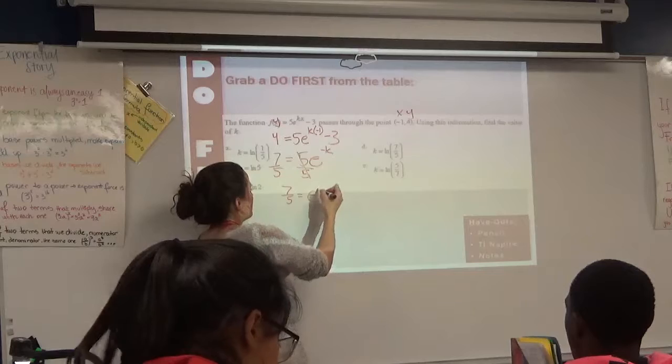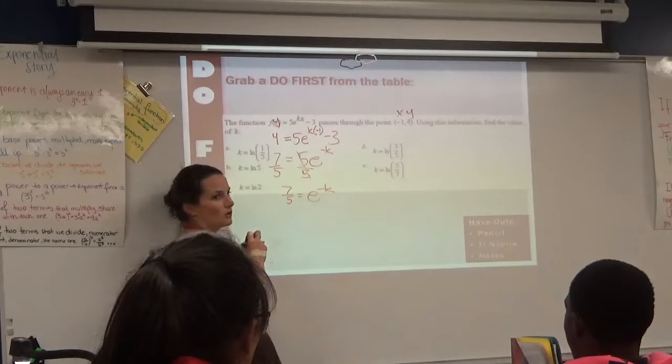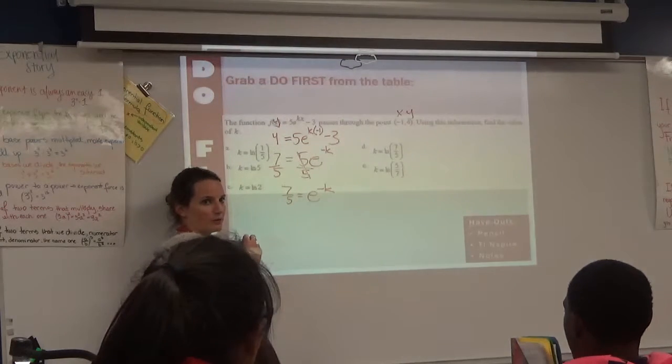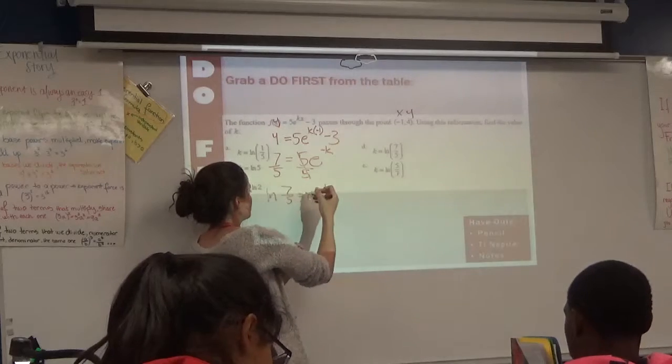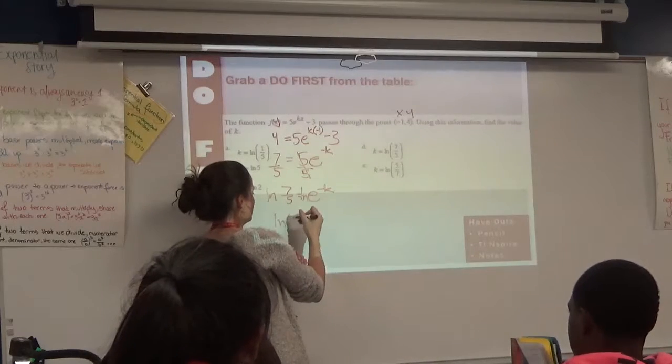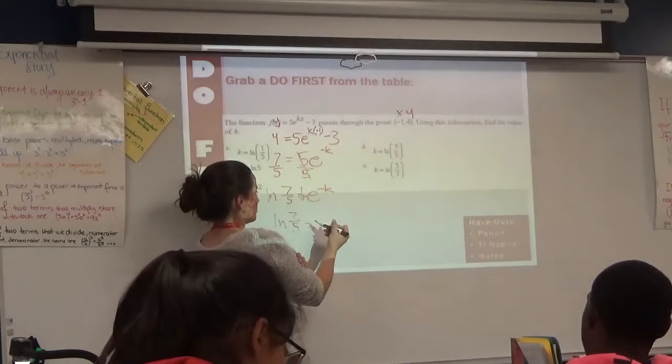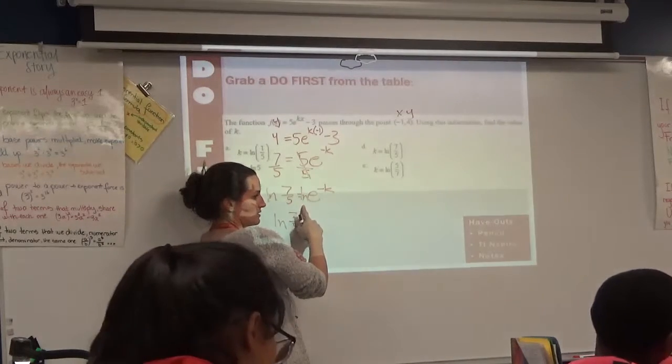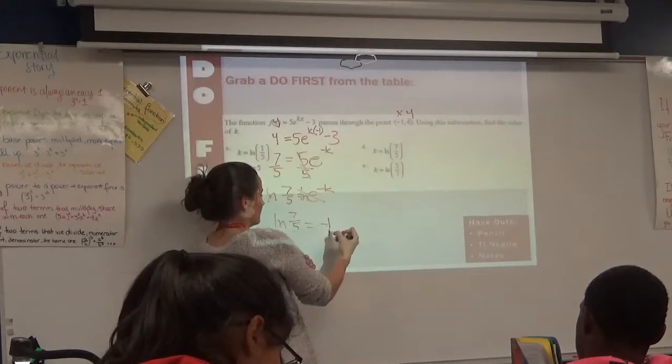7/5 equals e to the negative k. Now I can take the ln of both sides, and I have ln of 7/5 equals, what happens with ln and e? And we end up with negative k.